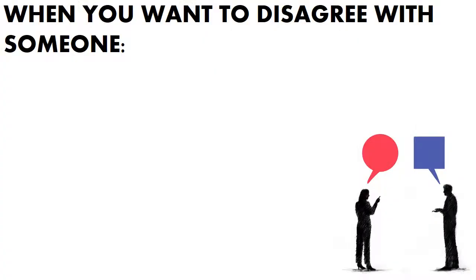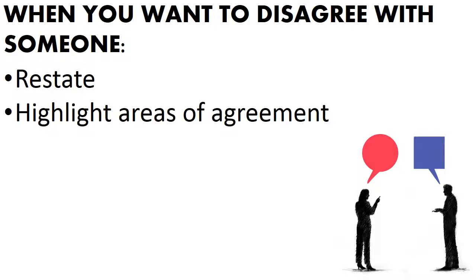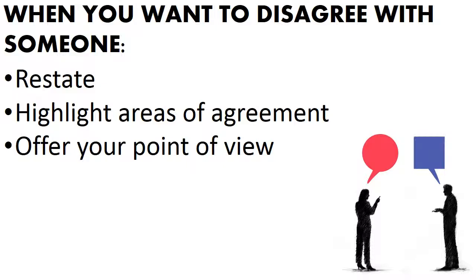When you want to disagree with someone in a group setting or a group discussion, we're going to start by using our restatement. So we make sure that we understand what the other person's position is before we disagree with it. We highlight areas of agreement, just like we did with persuasion. We say, "I agree with you about this." And then we offer our point of view, our opposing point of view.